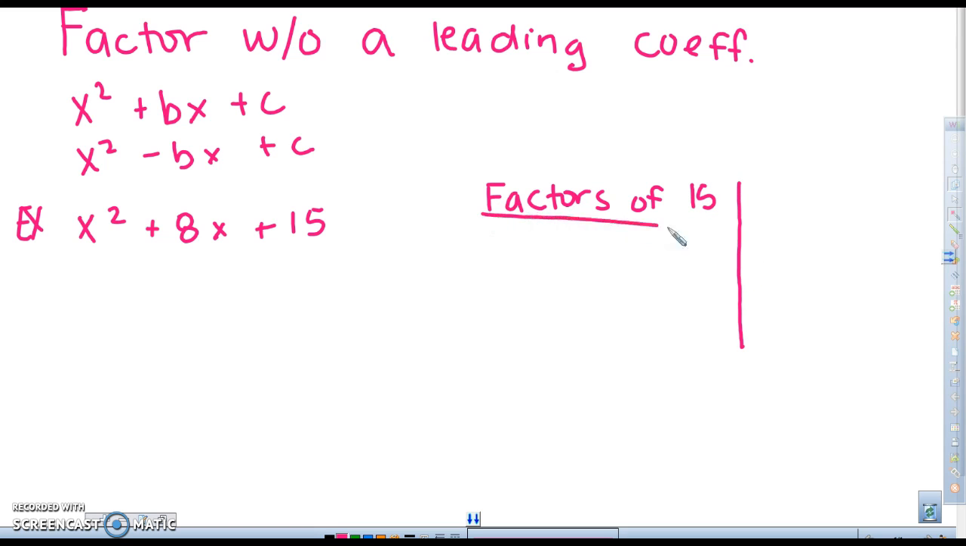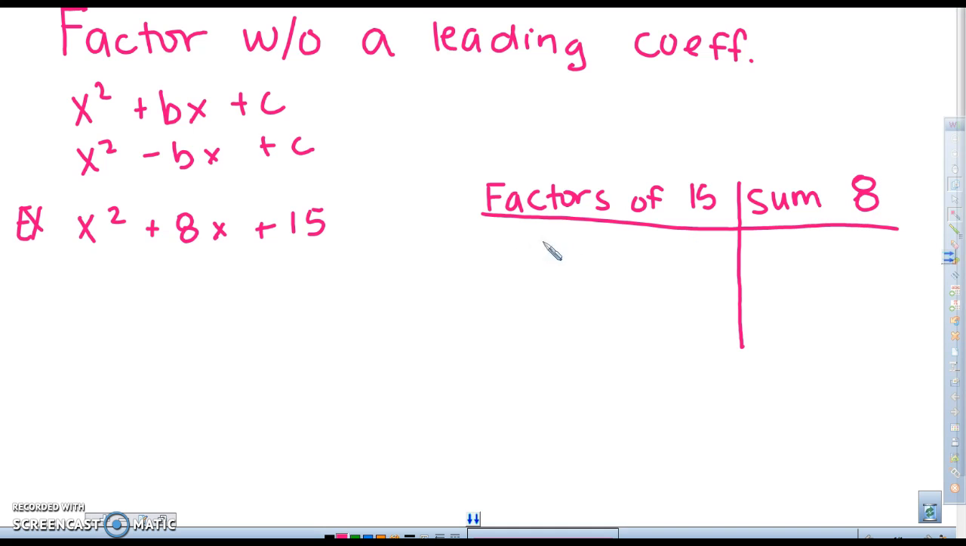Because in FOIL, the L in FOIL stands for last, and that's what makes this number. And I multiply them together to get that 15. But my O and my I, my outer and my inner, I combine like terms, I add them together, and I get this middle number. So I'm looking for something also that gives me a sum of 8. Okay, so I'm looking at factors of 15 that give me a sum of 8.